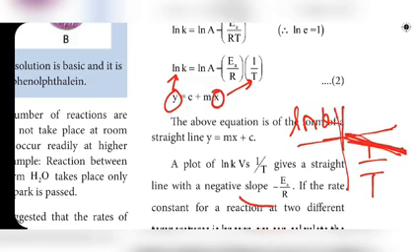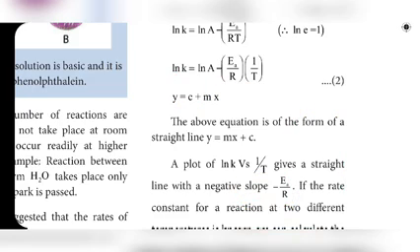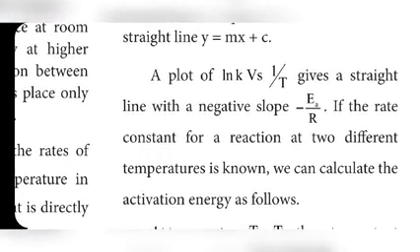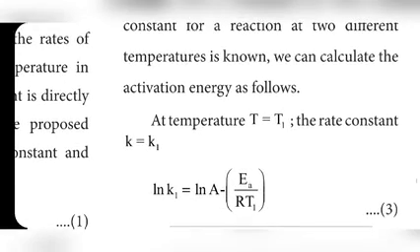Slope is equal to minus Ea by R, already explained. m is the slope, with 1 by T on the x axis, and that slope is equal to minus Ea by R. If the rate constant for a reaction at two different temperatures is known, we can calculate the activation energy as follows.